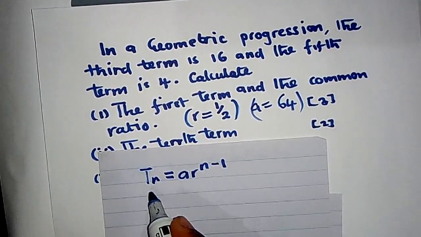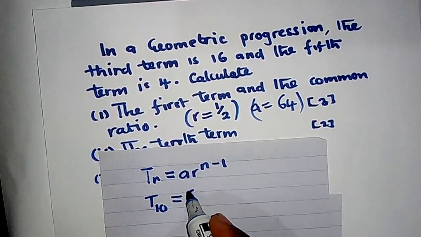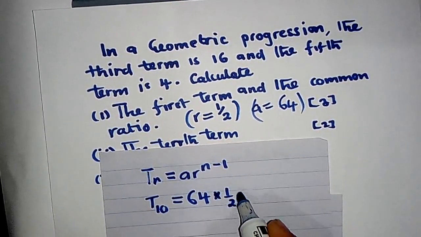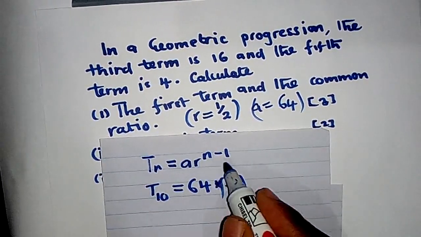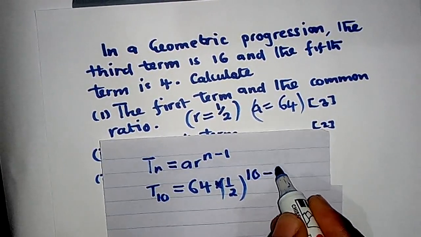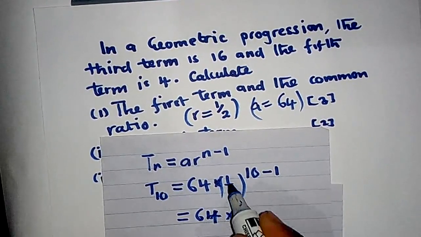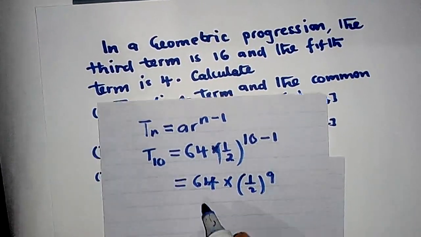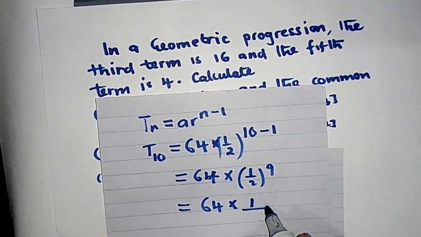And then what term are we looking for? It's the 10th term. The first term is 64, and then R we found is 1/2, our common ratio, to put it here on R, and N is 10 minus 1 there, so it will be 64 multiplied by (1/2) to the power 9. And if we solve nicely, we'll get something like this, 1/512.